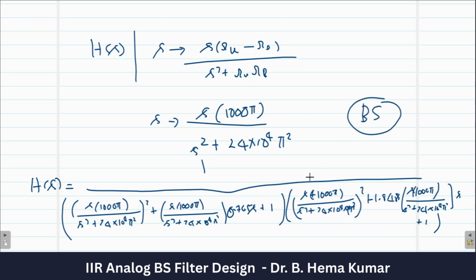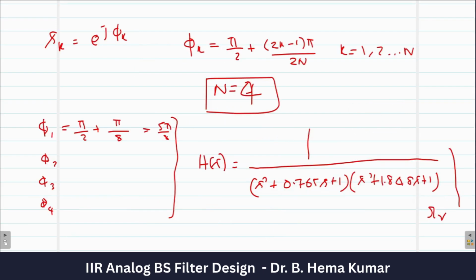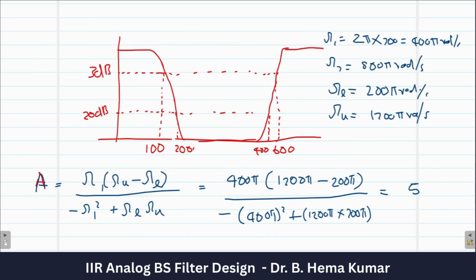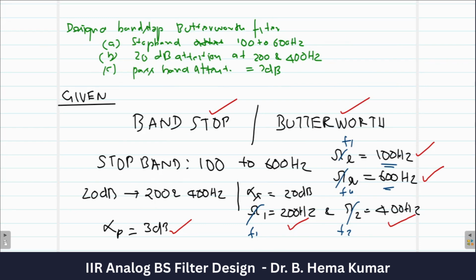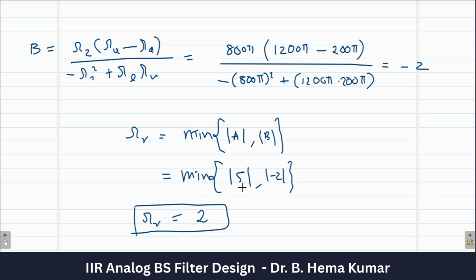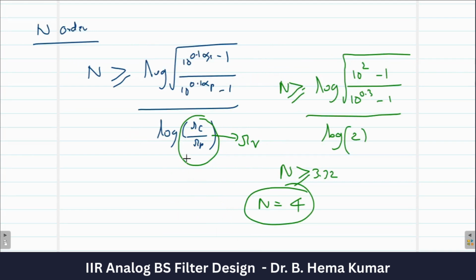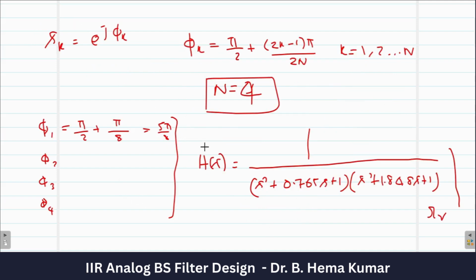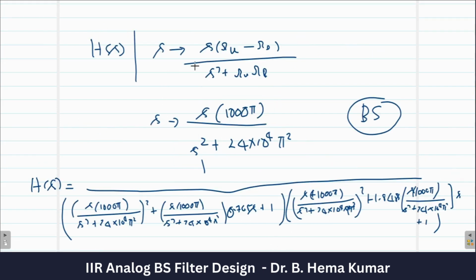So this is how you design your band stop filter. First take out the specifications. From the specifications, find out A and B, find the minimum value of it, and take it as omega r, the magnitude of it. Once you have omega r, substitute in the formula and calculate the order. From the order you find the poles, then you find your analog transfer function. After you find the analog transfer function, find this value and substitute it into the analog transfer function to get the analog transfer function for our band stop filter.